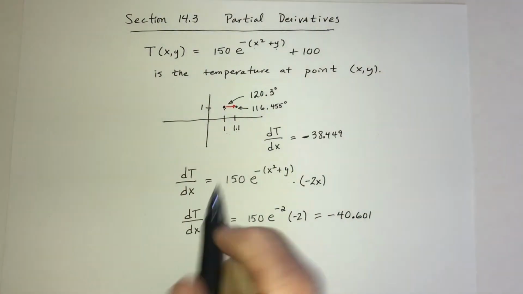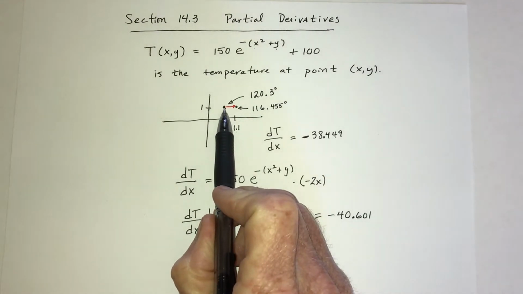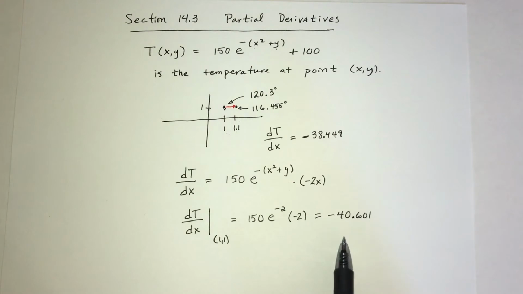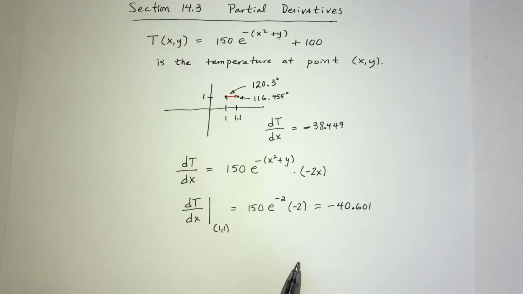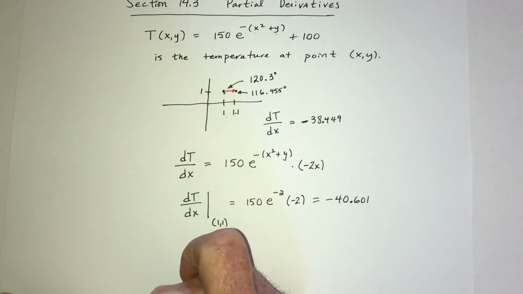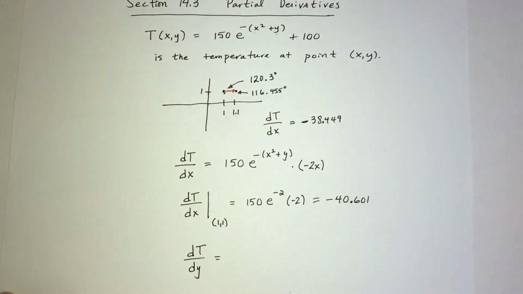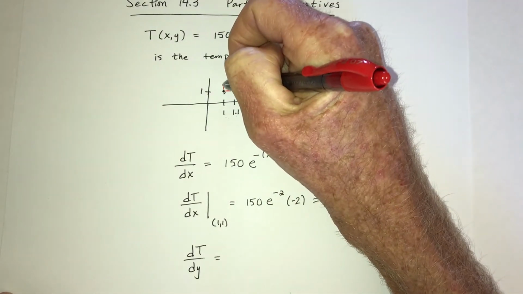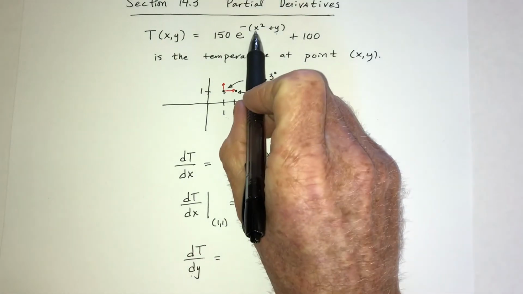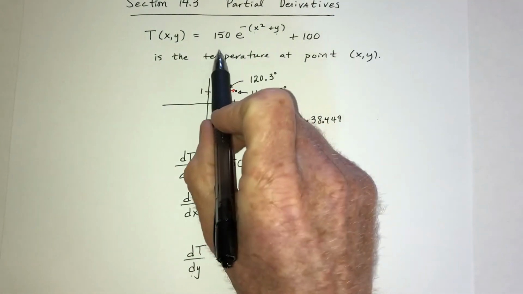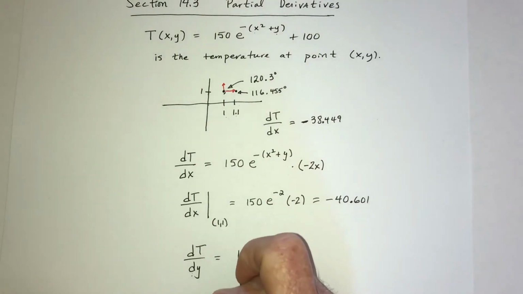So that's saying if you're standing at this point, the moment that you leave, the temperature is going to be dropping by 40 degrees as you go in the x direction. Then what about in the y direction? So now take the derivative with respect to y. So what if you go in this direction? Is it cooling off faster or not? So when you take the derivative with respect to y, then x is going to be a constant. To begin with, the derivative of the e function will be the e function.